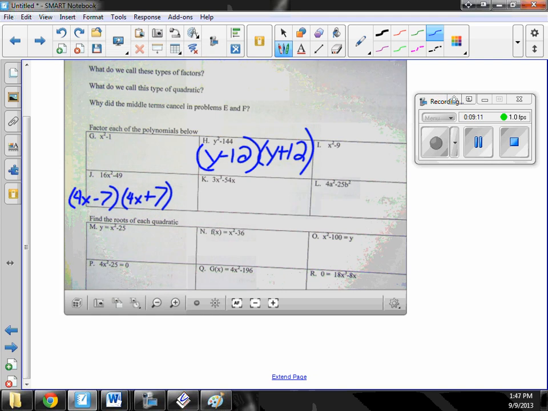No. 3 is not a perfect square, and 54 is not a perfect square. But does it have a difference of squares hidden in there? We can pull out an x. Can we pull out anything else? We can pull out a 3. So if we pull out a 3x, what's left? X squared minus, oh, is it really 18?